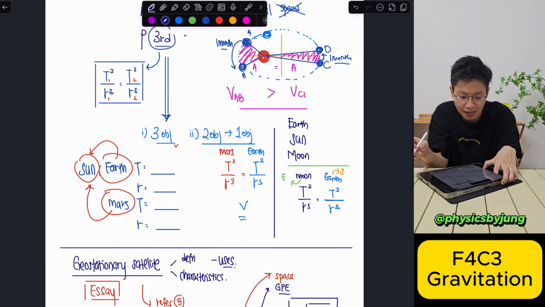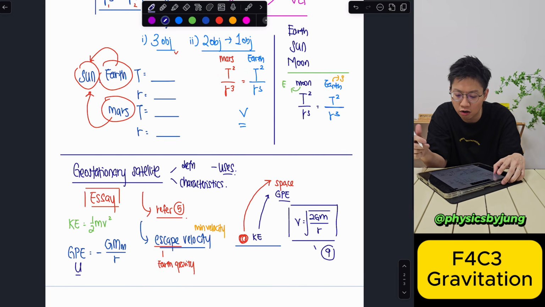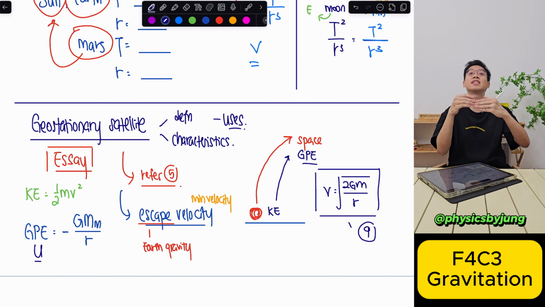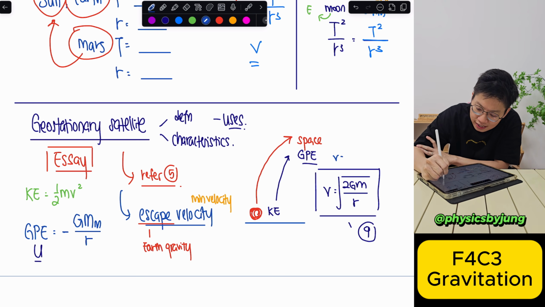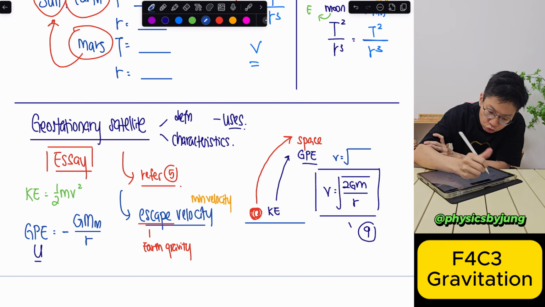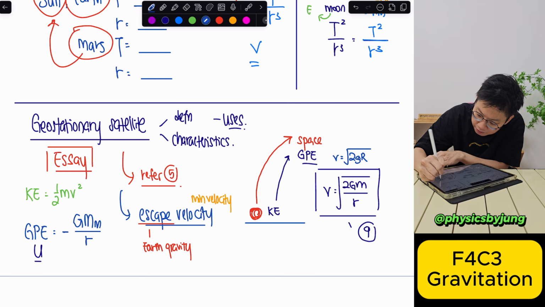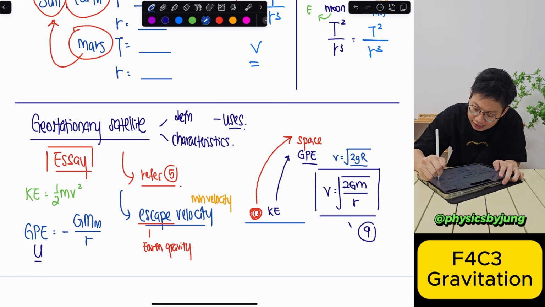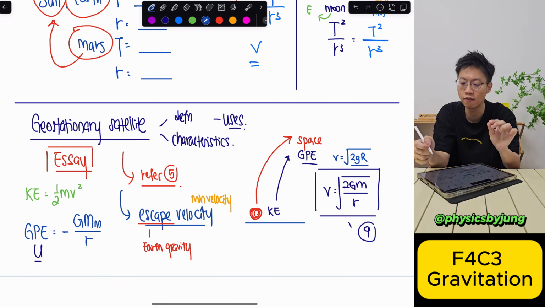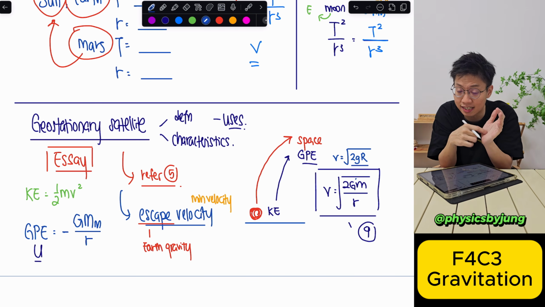So if you ask me how many formulas are there in this chapter, I would say that there are a total of 9. Of course, there is evolution of it. For example, we sometimes also use v equals square root of 2gr, 2gr, okay, and also this small g is the gravitational acceleration. Do not confuse it with big G. Big G is your universal gravitational constant, the 6.67, alright?